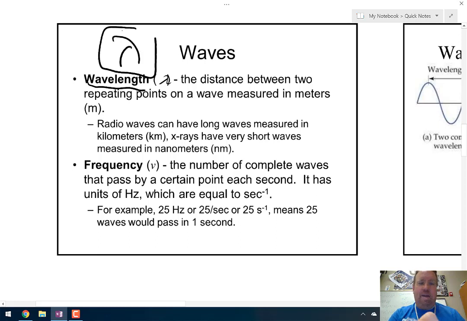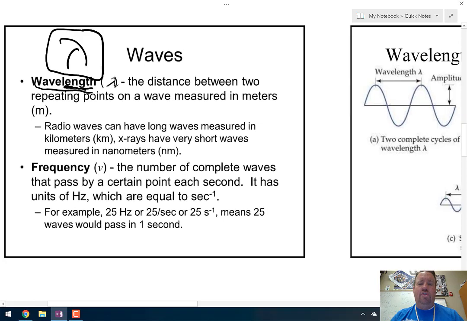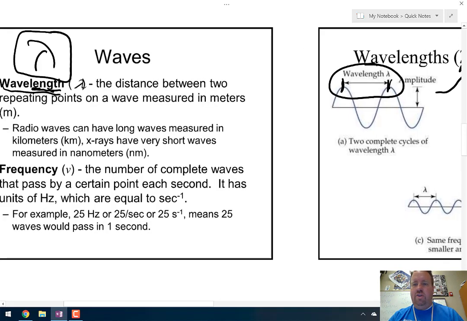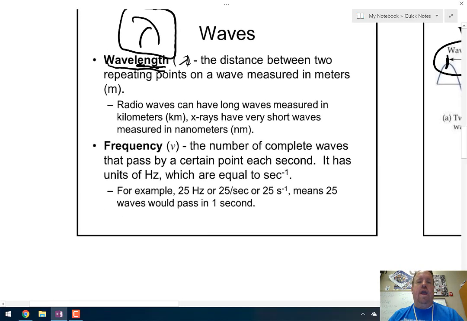Typically, when I write it, it kind of looks like an upside down Y. And the wavelength is just that: it is the length of the wave. It's the distance between two repeating points on a wave, measured in meters. So right here we can see the distance from here to here, the distance of one wave, is called the wavelength. And again, you can see the fancy little symbol they use for the Greek letter lambda.